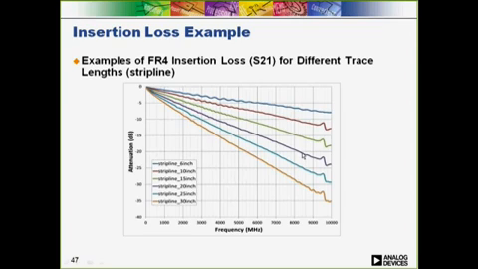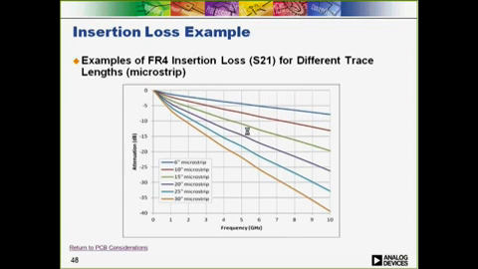In this example, you can see that for a 20-inch PCB trace using strip line, the loss at 5 gigahertz is about 12.5 dB. If we look at the same plot using microstrip routing, the 20-inch trace has a loss of about 15 dB at 5 gigahertz.